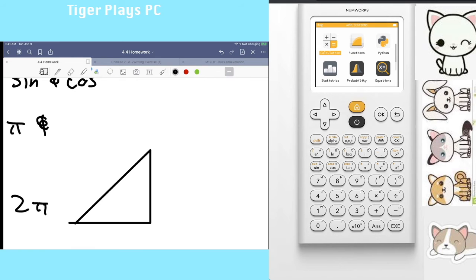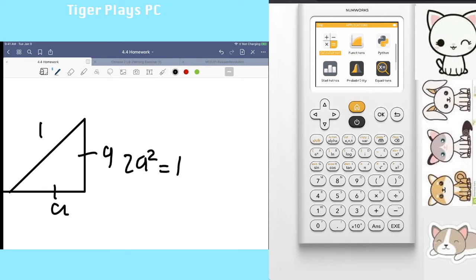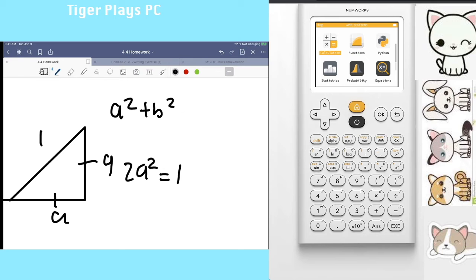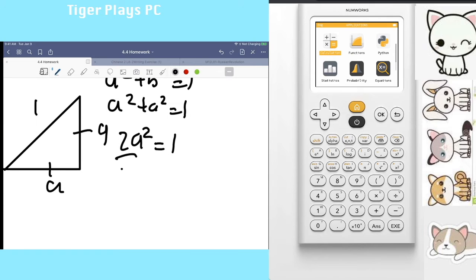Okay, the triangle, right? And we know the side has to be 1. So what is a? So we can say a squared plus a squared, or 2a squared, equals 1. Right? Because in the Pythagorean theorem, a squared plus b squared equals 1. But we know a squared plus a squared equals 1, so we're going to say 2a squared equals 1. Let's solve for a. Divide by 2, and root both sides, root 1/2. Let's root 1/2 and see what we have.